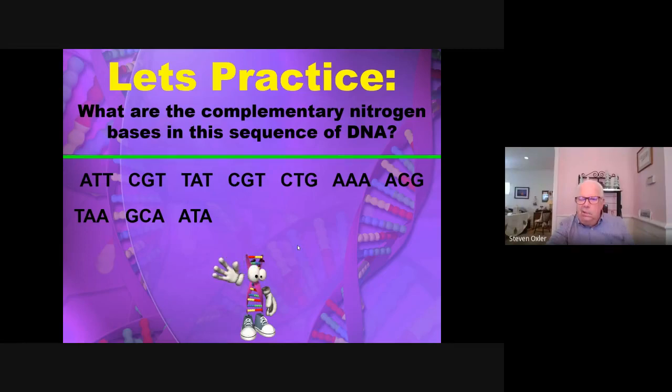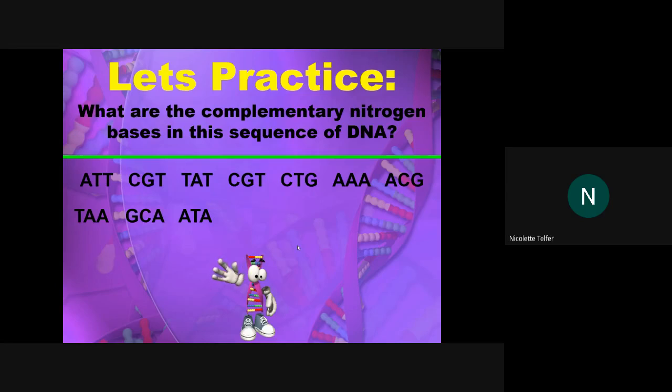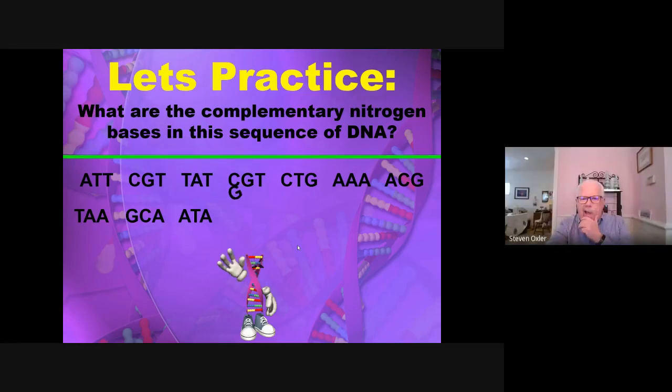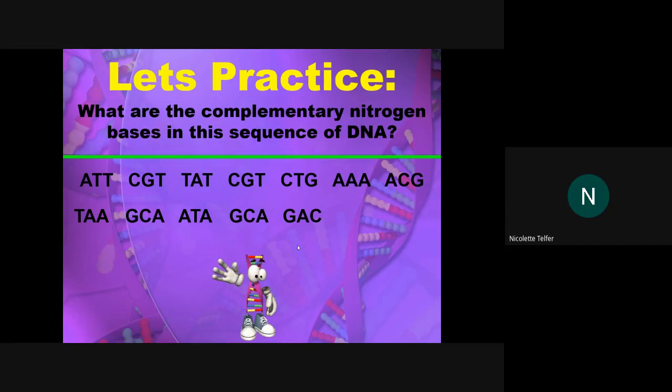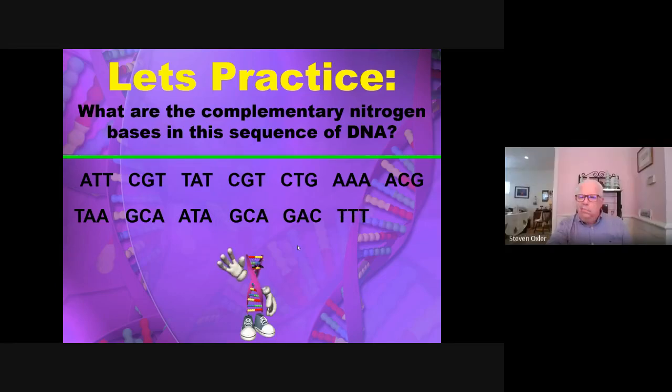Who did I lose? Okay, yeah, I get it. So the next one would be GCA. Yeah, you got it. And this would be GAC. And here, this is an easy one. What's this one? AAA. TTT. Done.